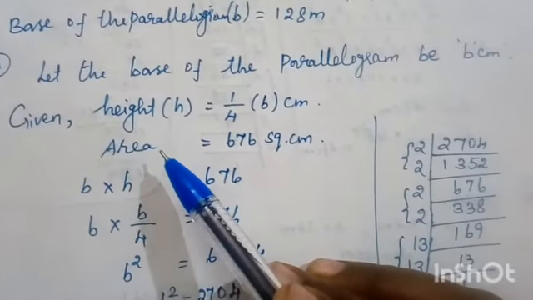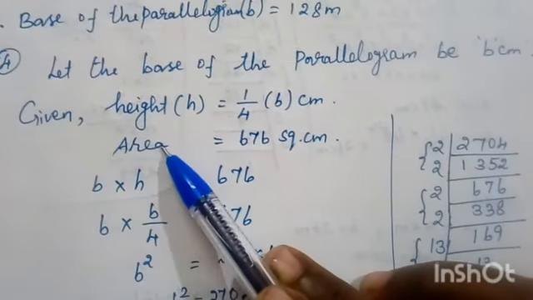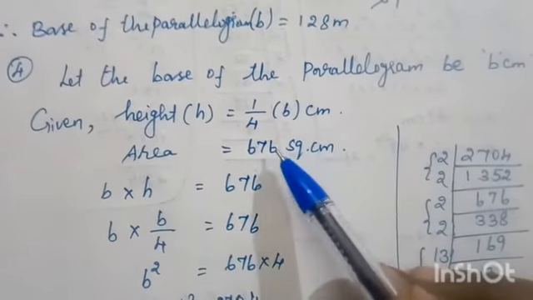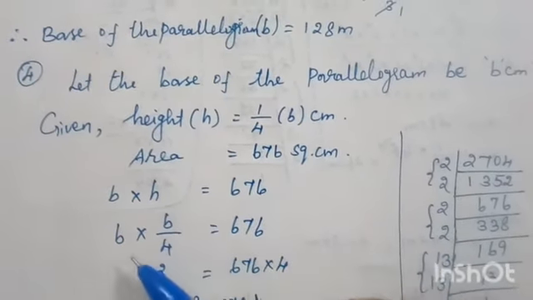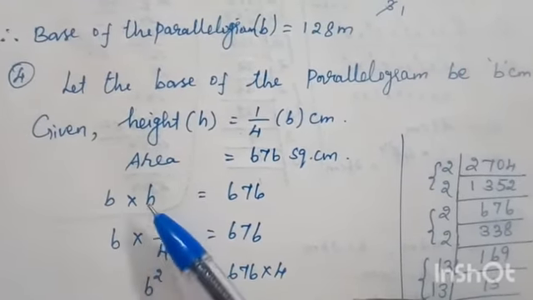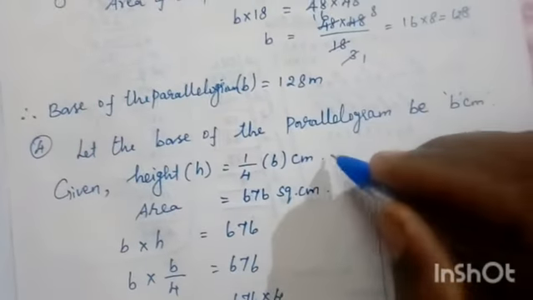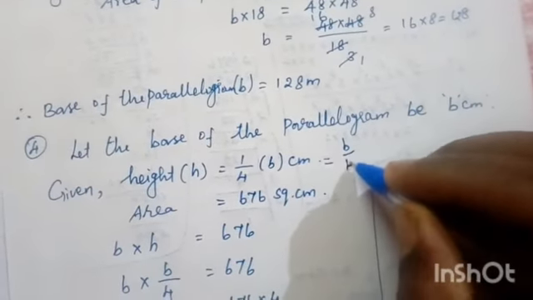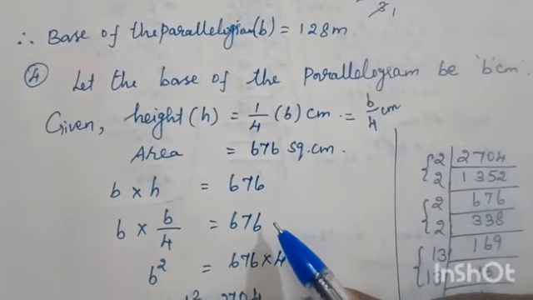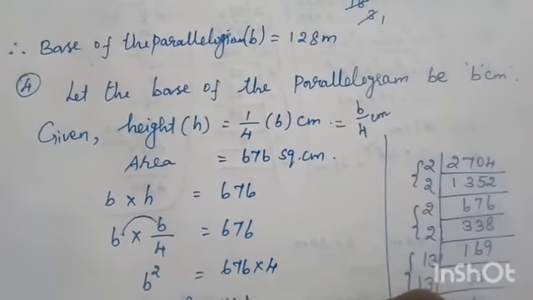The area of the parallelogram is given as 676 square centimeters. The area formula of the parallelogram we know is b into h square units. Now the values you have to substitute here. Base is unknown, we consider it as b, into h, which is 1/4 into b, that is b/4. So b into b/4 is equal to 676. Now you have to multiply b into b, so that is b square.